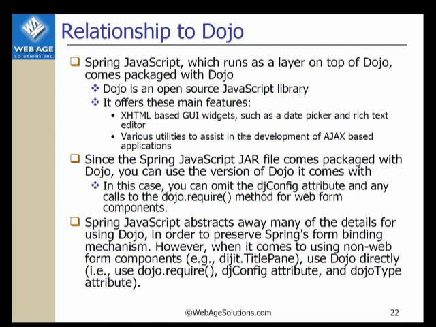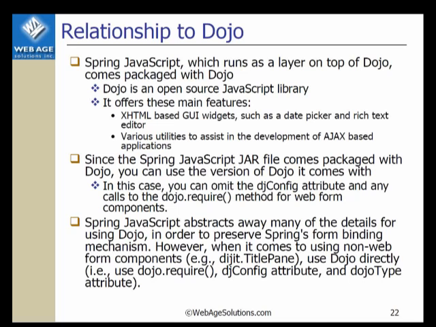Spring JavaScript jar files. This is the jar file of the Spring JavaScript project. This is what you're going to be including in your own application that uses it. It already comes packaged with Dojo. Certainly there are ways to use a different version of Dojo, but if it's okay to use the version that comes with Spring JavaScript, it's a lot easier.